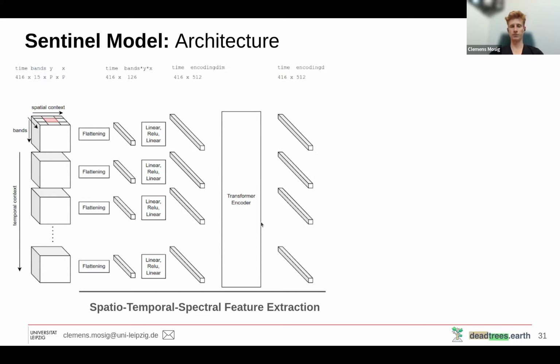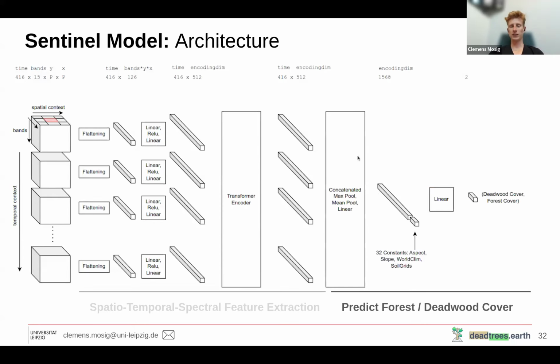This transformer encoder then extracts all the spatial, spectral, and temporal features that are hopefully necessary to map tree mortality accurately. At the end, we concatenate a max pooling, a mean pooling, and a linear layer to get a long vector of length 1568, which basically sums up all the data of this time series. We also add to this vector another vector of 32 constants, such as aspect, slope, and Koppen-Geiger climate grids, to give the model an understanding of roughly where it is in the world and what kind of climate it is in, so how it has to interpret the time series.